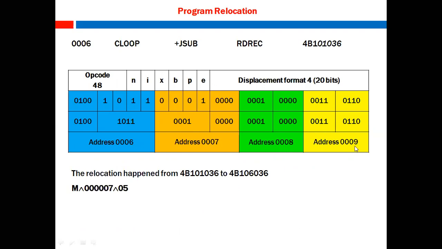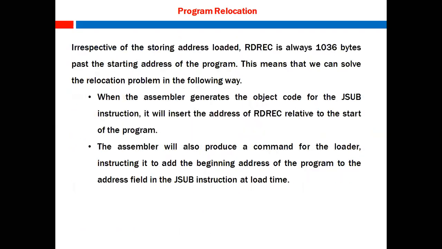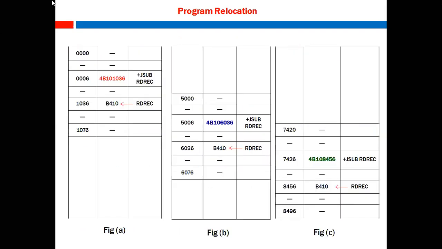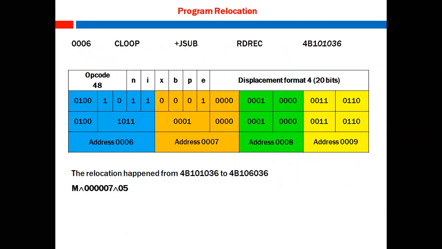Yeah, this is fine. Okay, now if you look at this one, from 4B101036, this is the object code. So when we relocated it, the object code has become 4B106036. Are you getting the point? So now here the relocation happened from 4B101036 to 4B106036. Okay, you're clear with that. Okay, let's see how the modification code is written.